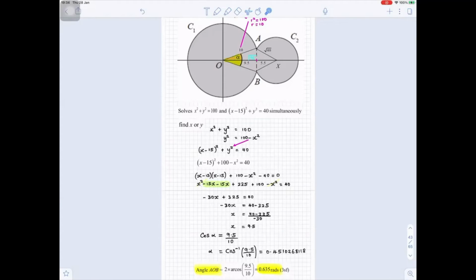So the angle AOB, the yellow angle, is 2 times that answer you got, 2 times the arc cosine of 9.5 over 10, which will give you 0.635 radians to 3 significant figures.